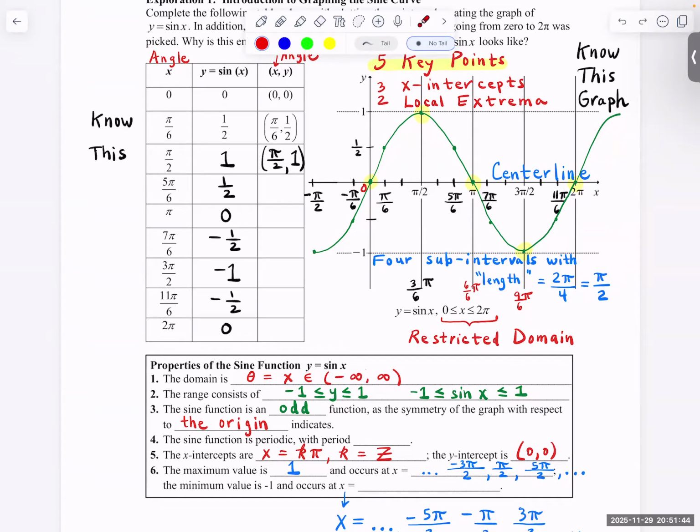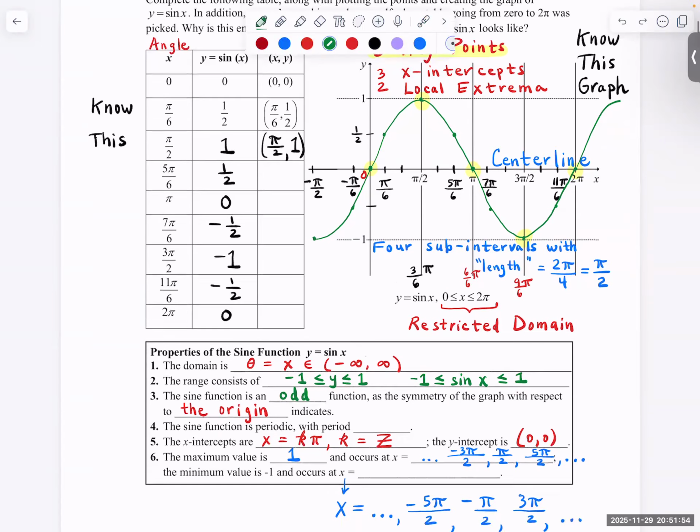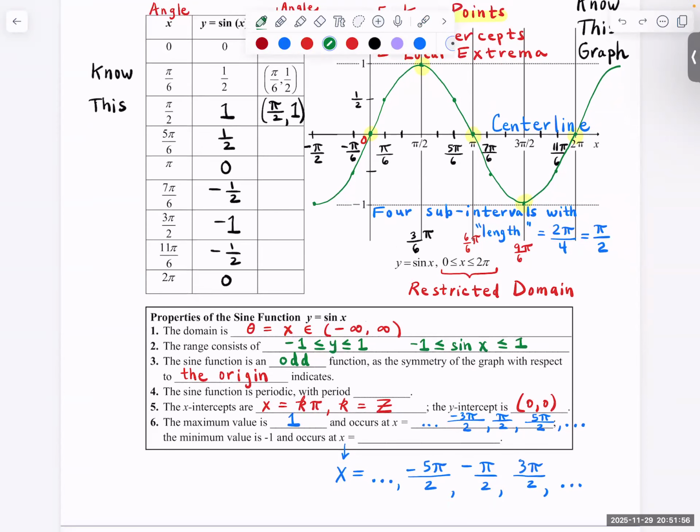Sine of x is greater than or equal to negative 1, and sine of x is less than or equal to positive 1. Another way to express this is the absolute value of the sine of angle x is less than or equal to 1.